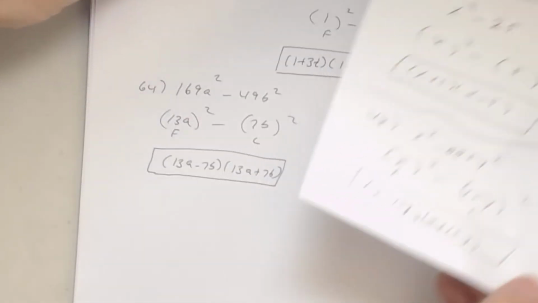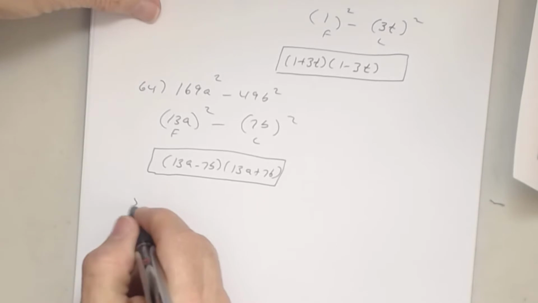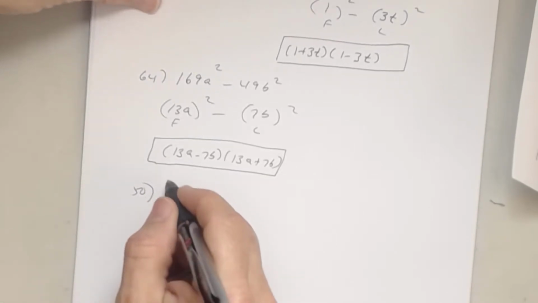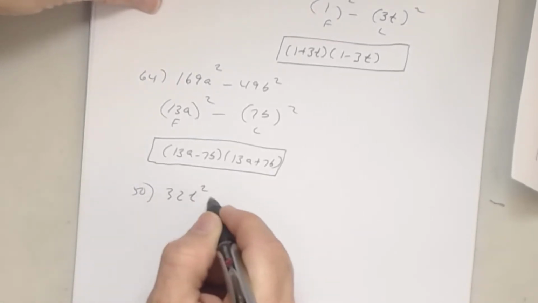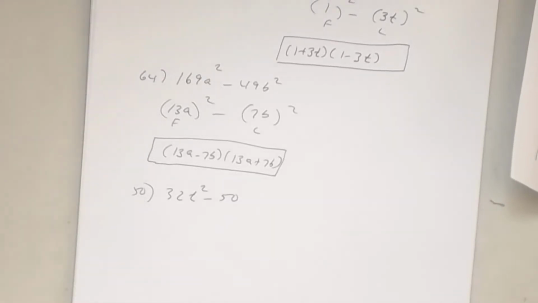Okay, we have 32t squared minus 50. Okay, so right away you can notice the way it's written, it's not the difference of two squares, because no number times itself is 32. No number times itself is 50.